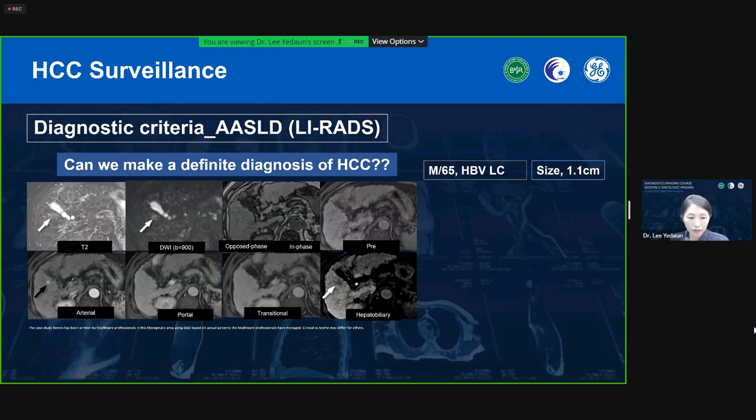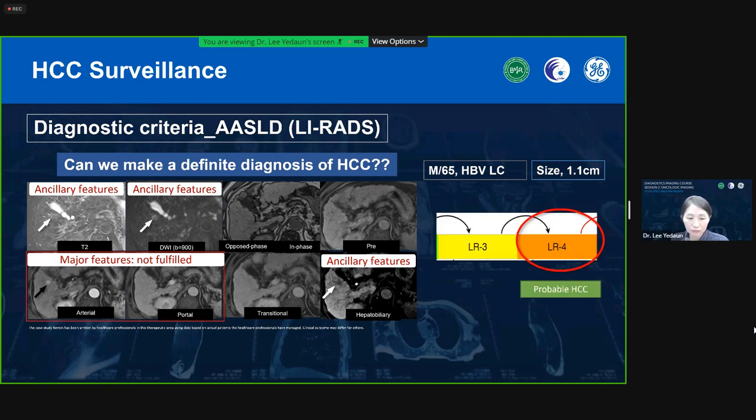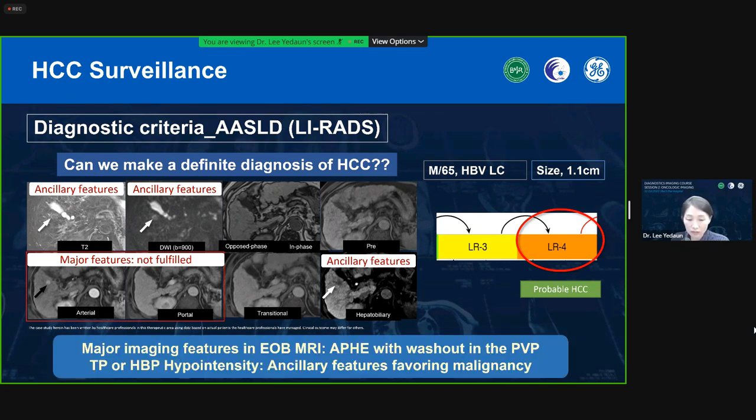Let's move on to the AASLD guidelines. The AASLD guidelines also define the washout in EOB MRI only in the portal venous phase. Transitional or hepatobiliary phase hypointensity is merely regarded as ancillary features favoring malignancy. So as this nodule does not fulfill the major features, we cannot call it a definite HCC. However, this nodule is considered as probable HCC due to the presence of the ancillary imaging features.